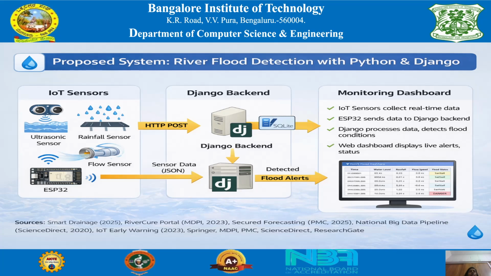In the IoT sensors, we use ultrasonic sensors, rainfall sensors, flow sensors, and ESP32. We send this request in the form of HTTP POST to the Django backend. The Django backend uses SQLite and detects flood alerts, which are then shipped over to monitoring dashboards. IoT sensors collect real-time data. ESP32 sends data to the Django backend. Django processes data, detects flood conditions, and web dashboards display live alerts and status.